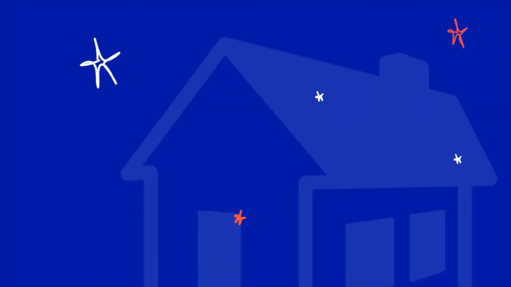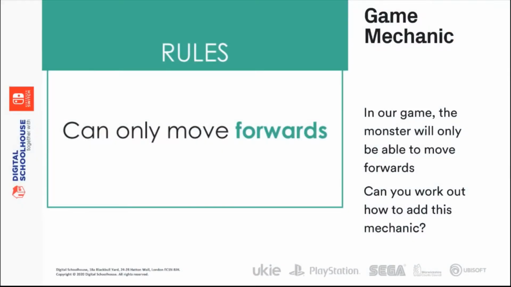Okay, so moving back over to our PowerPoint, let's have a look at the first game mechanic that we are going to be using. So we're going to look at how we can add only move forwards. So in our game, the monster will only be able to move forwards. And can you already work out how to add this mechanic?